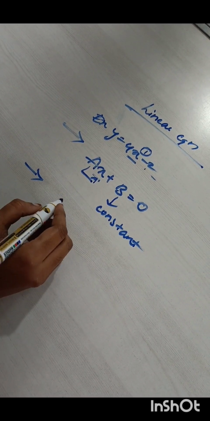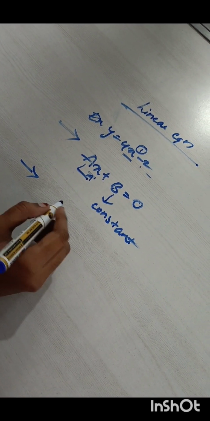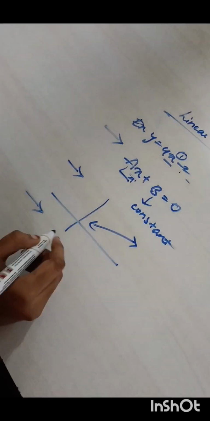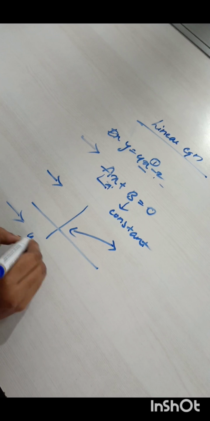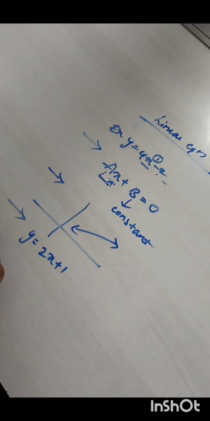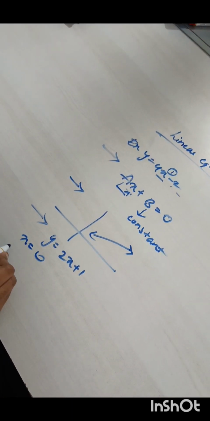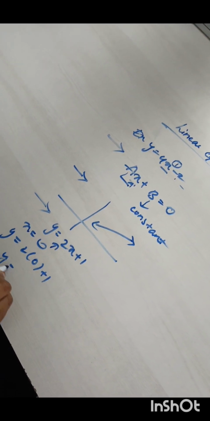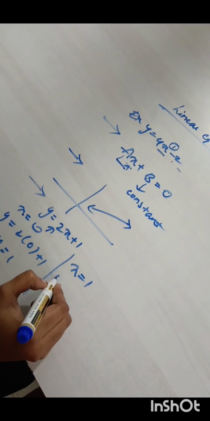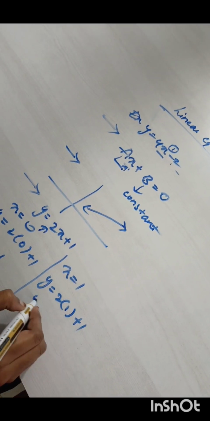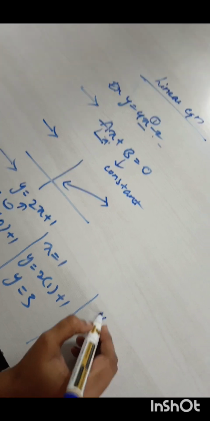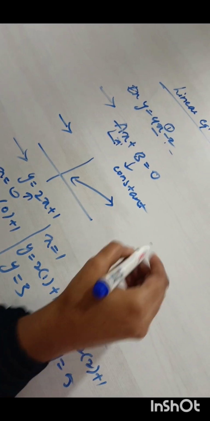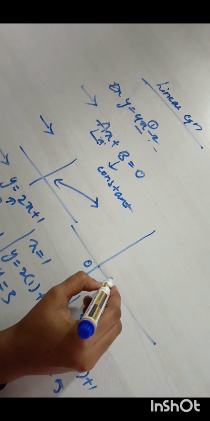In this linear equation, the graphical representation always forms a straight line. Now we are going to draw a graph by using an example. Here, if x is equal to 0, by substituting the x value in this equation, we get y is equal to 1. If x is equal to 1, then y is equal to 3. If x is equal to 2, then y is equal to 5. By using these points, now I am going to draw a graph.